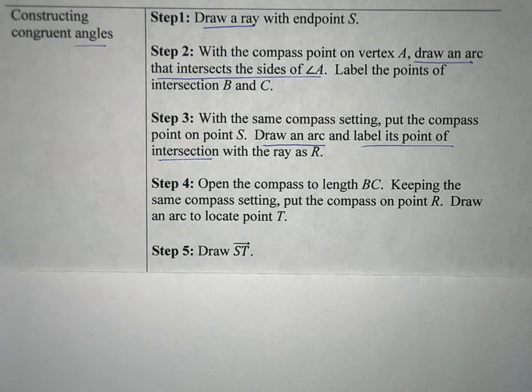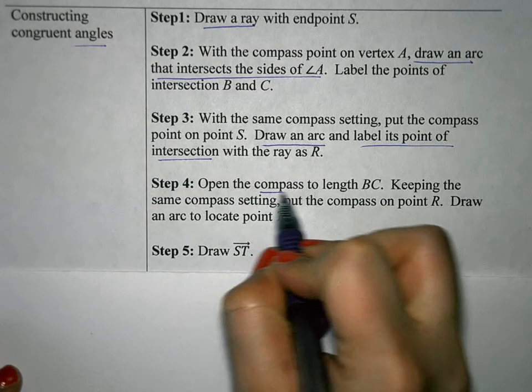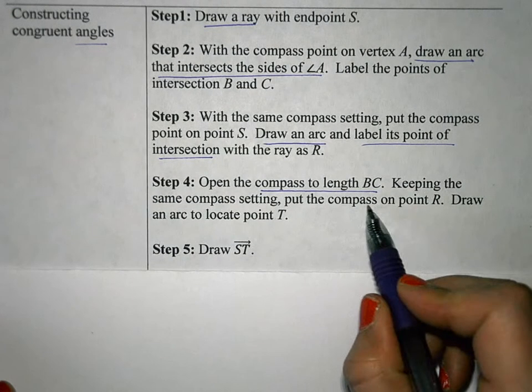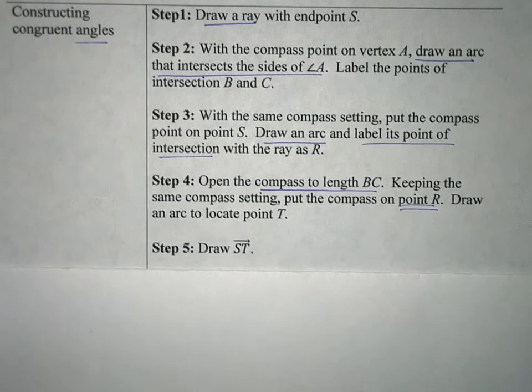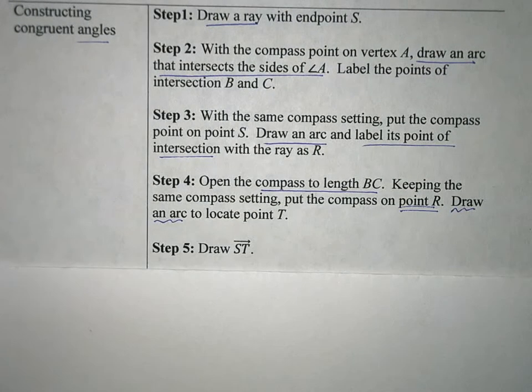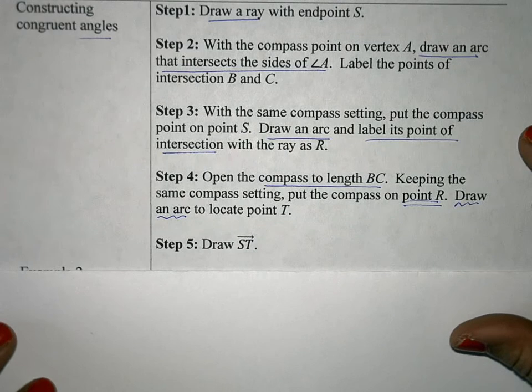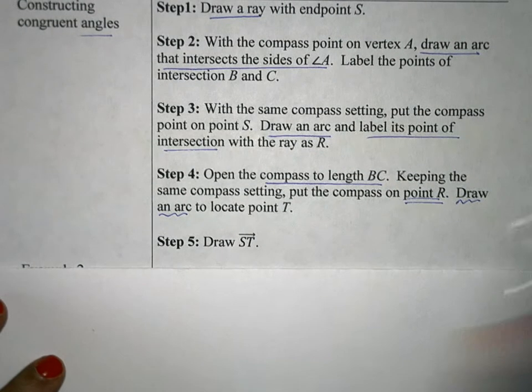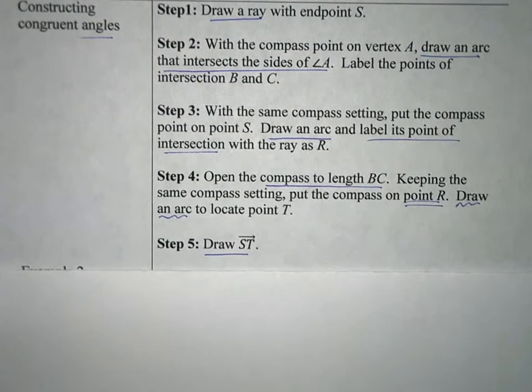So then we're going to open the compass to the length BC, so going from the opening of the original angle. Keeping the compass on the same setting, we're going to put the compass on point R, so that's the point that we just made. And we're going to draw an arc to locate a point called T. So we are going to create 2 points actually. And then the last thing we're going to do is draw ray ST so that we can make an angle that is the same opening as the original.